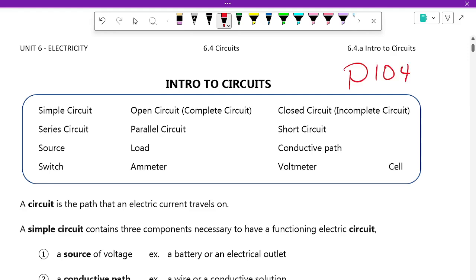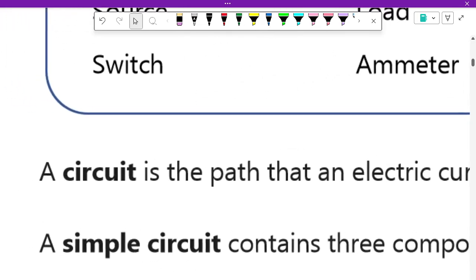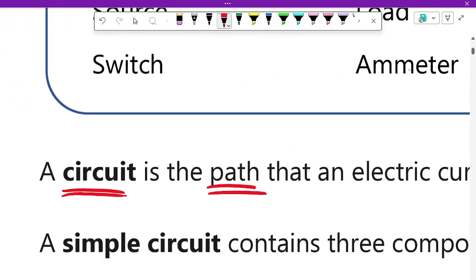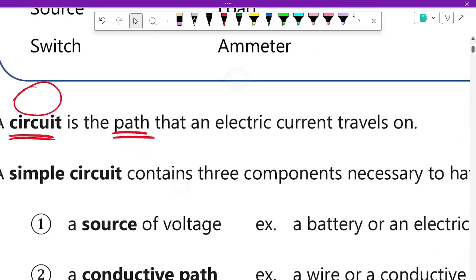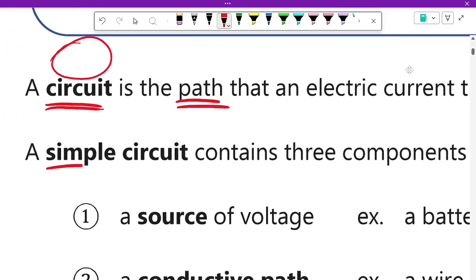So an electrical circuit, the circuit is just the path that an electric current travels. What does the word circuit kind of sound like? It sounds kind of like a circle, maybe? It starts with circ. It sounds like circle, and in order to have a circle, you need to have one end attached to the other end. So we are going to start by looking at a simple circuit.